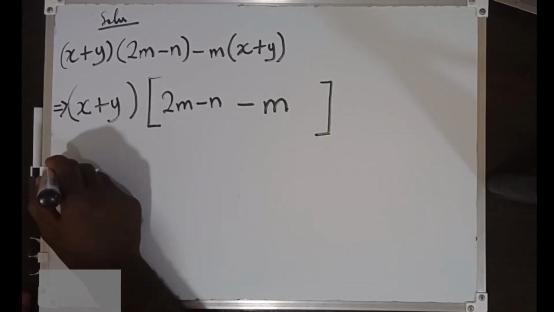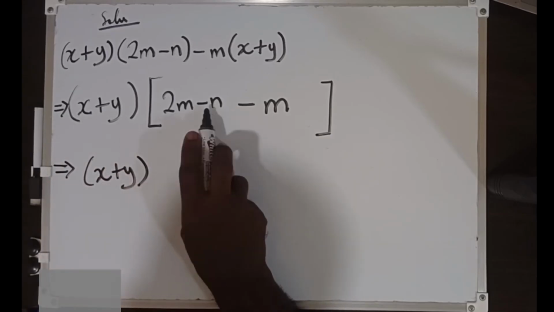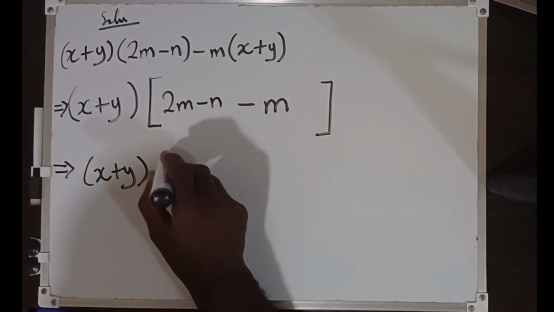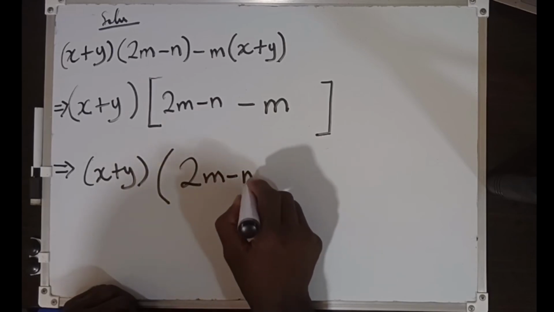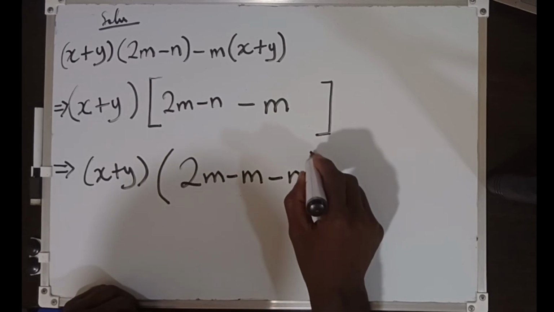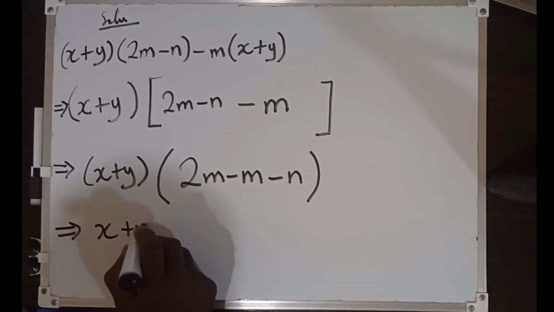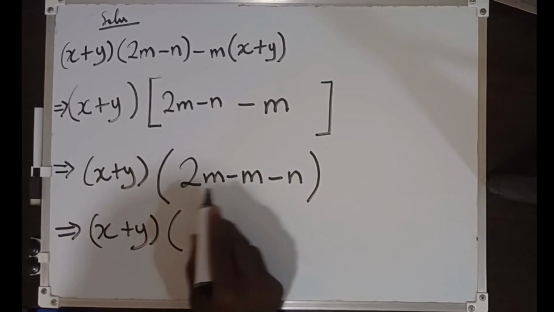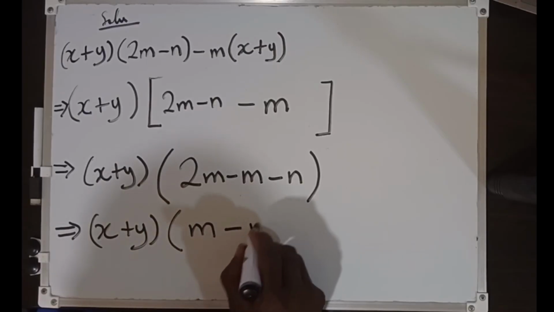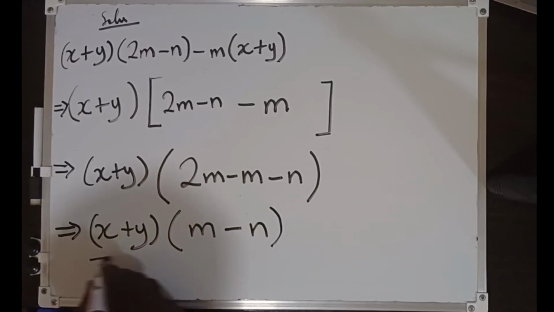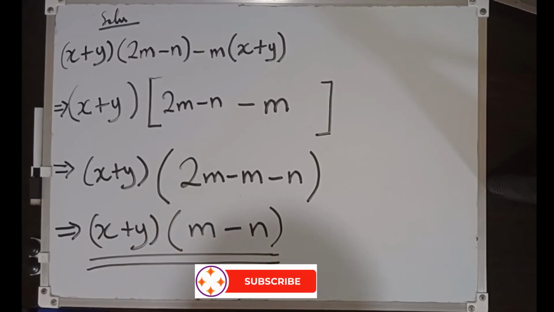So let's simplify further. We have (x + y), and this is 2m - n - m. So I can even group like terms. So I have 2m - m - n. And then if you are simplifying further, you are going to get (x + y). Then 2m - m becomes what? m. And then we have our minus n here. So this becomes your answer after doing your factorization.